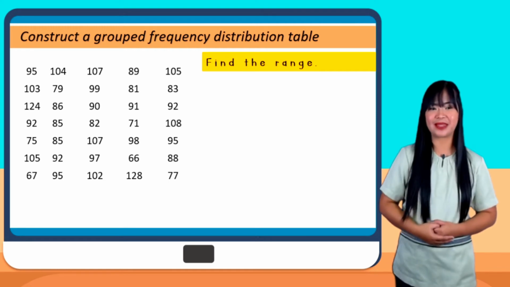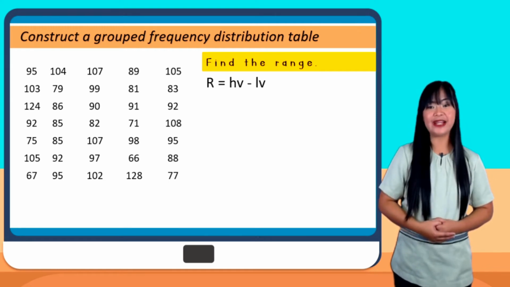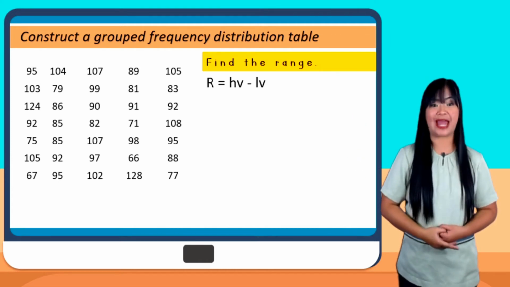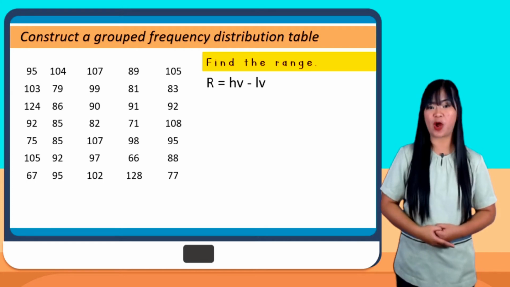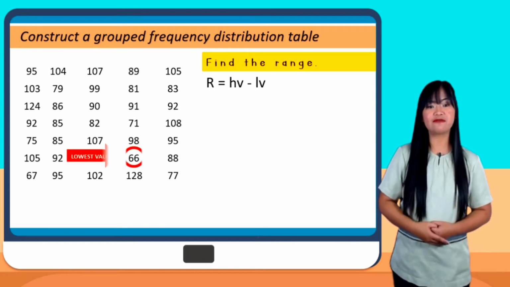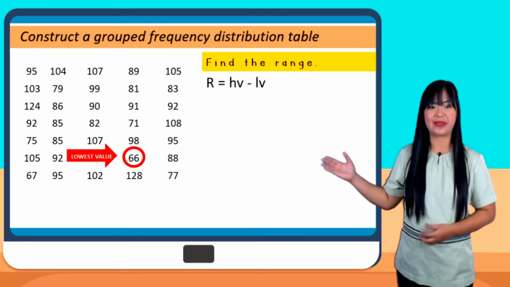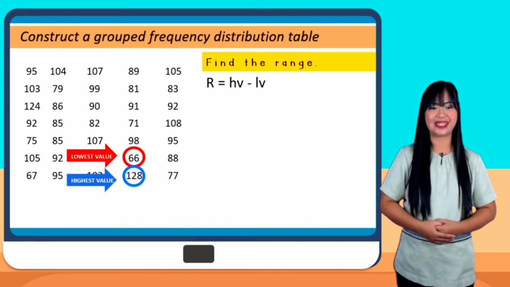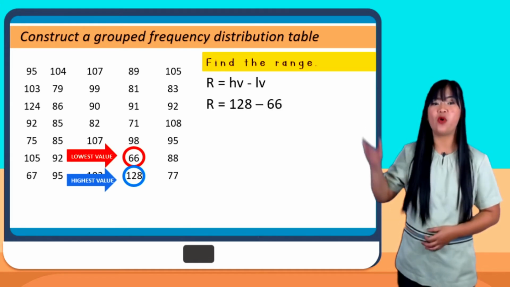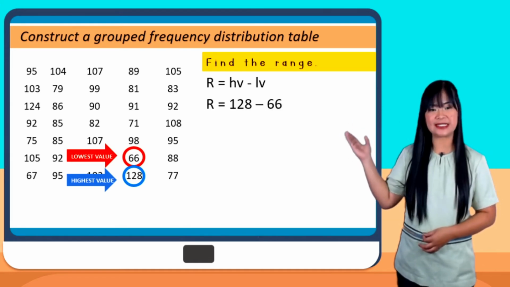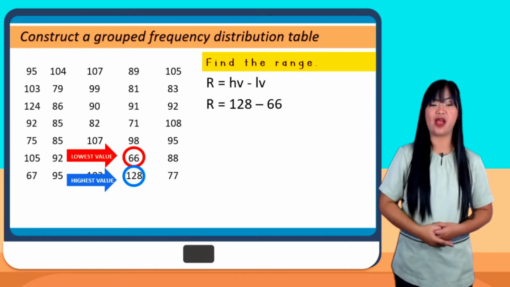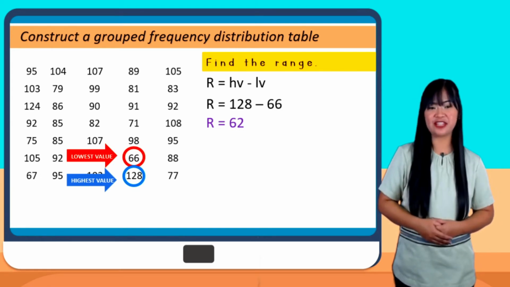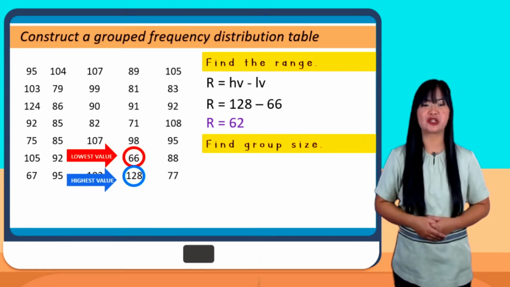Very good. R equals HV minus LV. So we look for the highest value and the lowest value from the data. The lowest value is 66, and the highest value is 128. Then, R equals 128 minus 66. Then, R equals 62. After the range, we compute for S, or the group size.